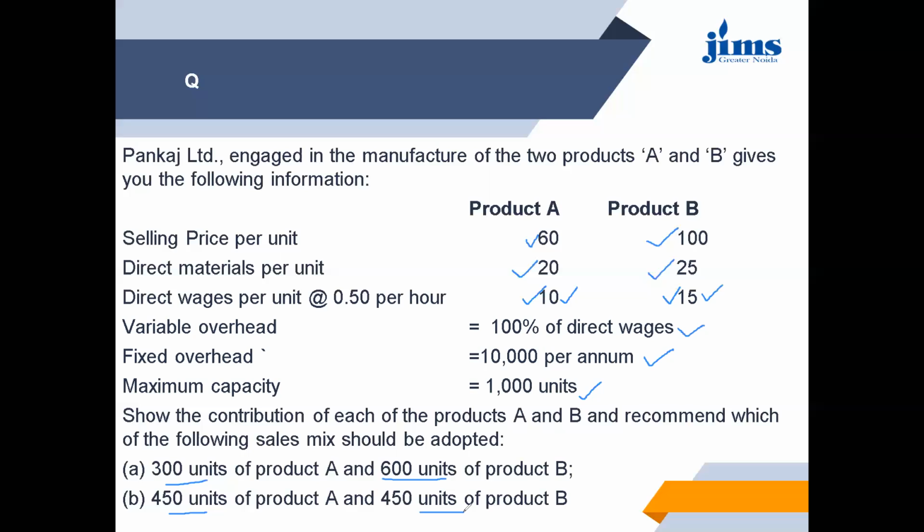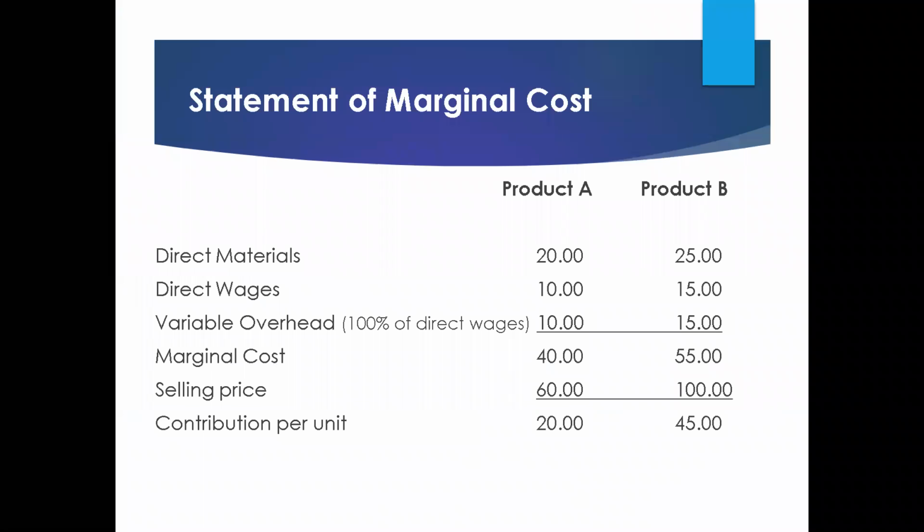They are looking for options about the mix, that is, how much of product A and B should be produced so that we get the maximum contribution. So for this, we have to prepare the statement of marginal cost. Now we have prepared the marginal cost statement for product A and B.